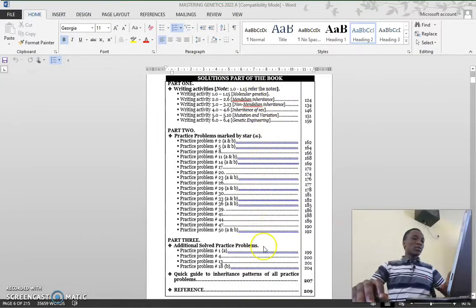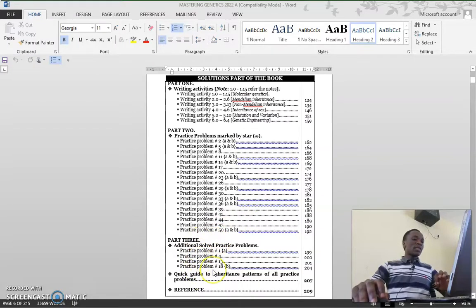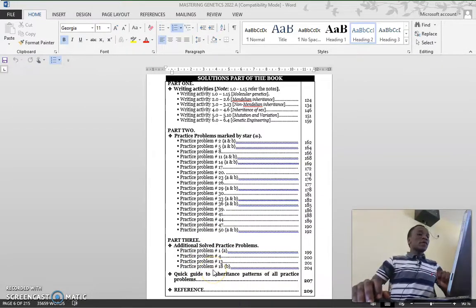The solution part has two main parts: solutions for writing activities, and solutions for practice problems. Those practice problems have been divided into two parts. We have solutions to the practice problems marked by star. In the practice problems in this book, we have questions marked by star, and then other questions that are not marked by star. A few problems were selected there. Those are the key things you'll find in the solution part. The additional thing in the solution part is the guidelines, what we call the quick guides to practice problems marked by star.